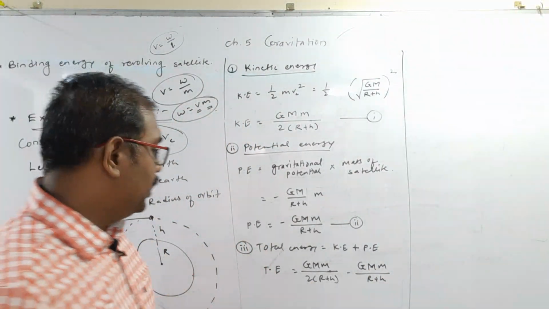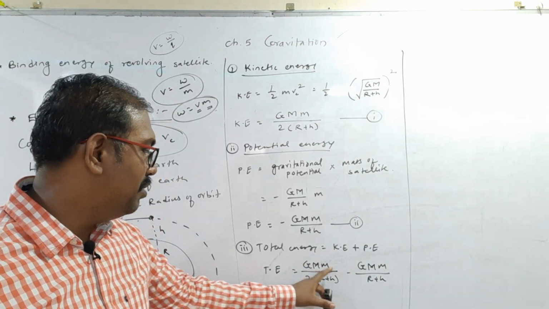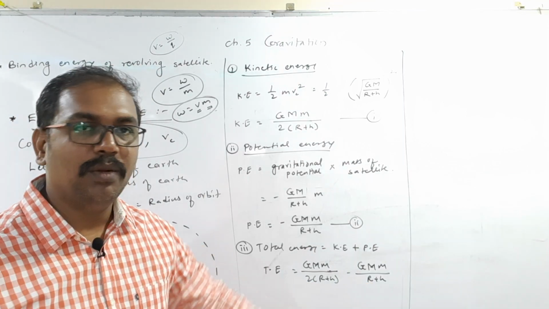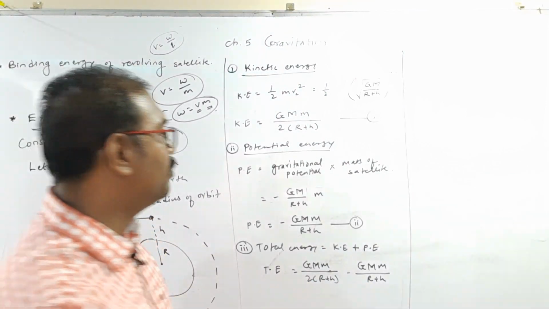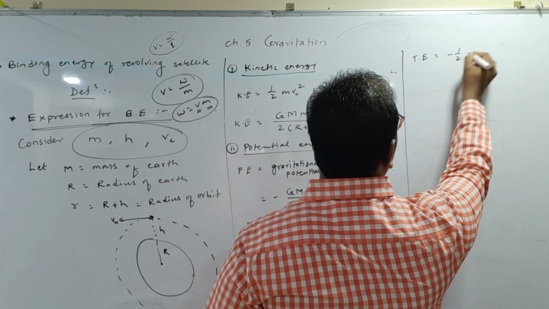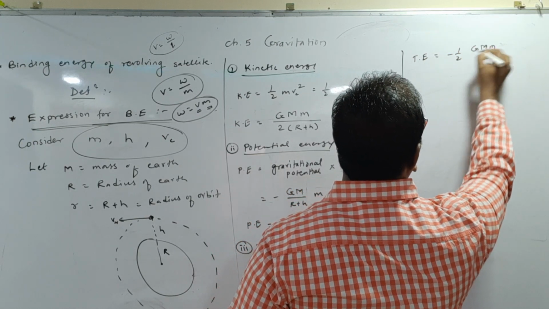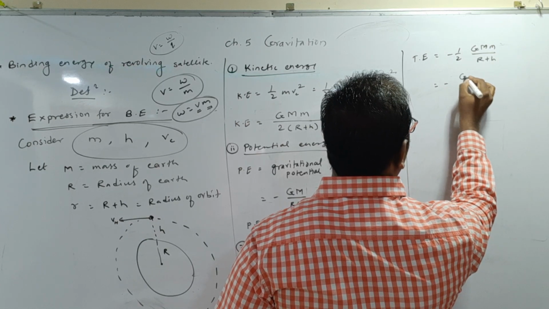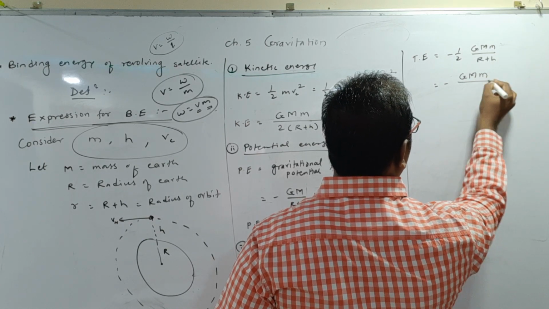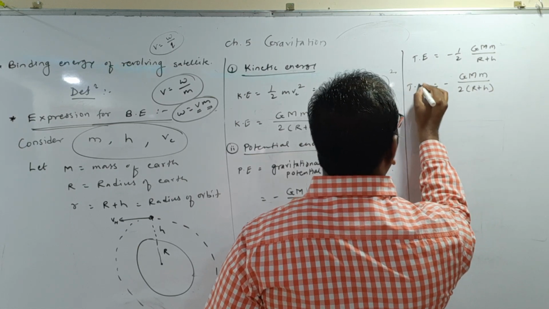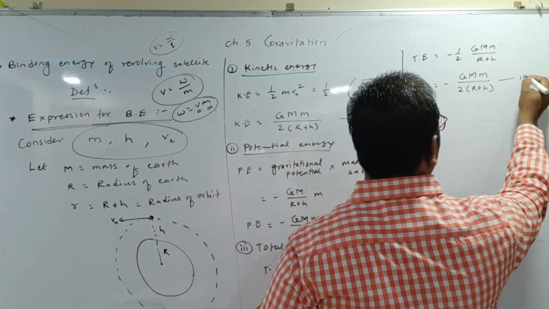Now we can add these two. We can take this GMm divided by (R plus H) common. Then in a bracket we get 1 by 2 minus 1. 1 by 2 minus 1 is minus 1 by 2. So this addition gives minus 1 by 2 into this common factor GMm divided by (R plus H). I can write this in a different way, minus GMm divided by 2(R plus H). So this is the total energy, equation number 3.